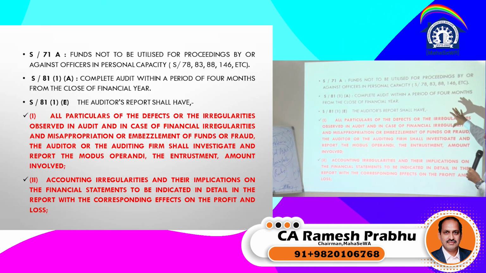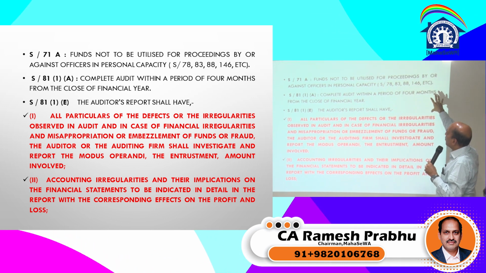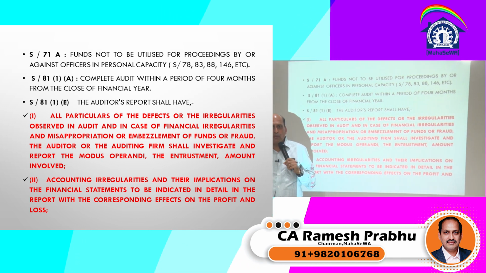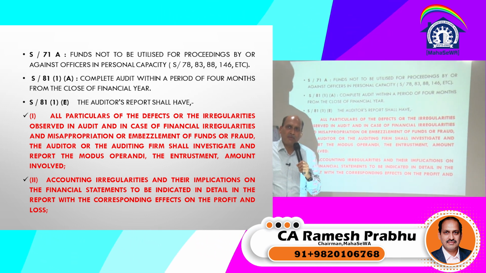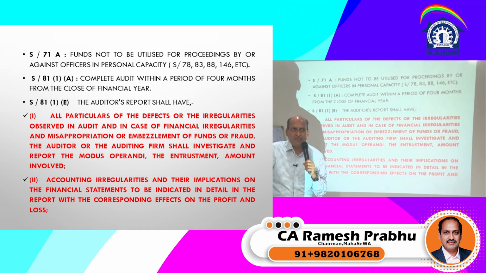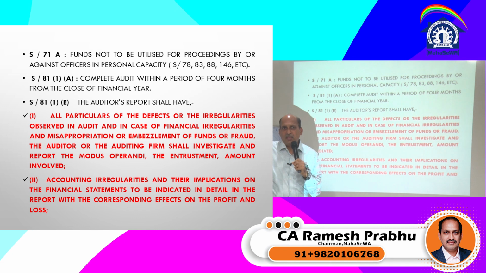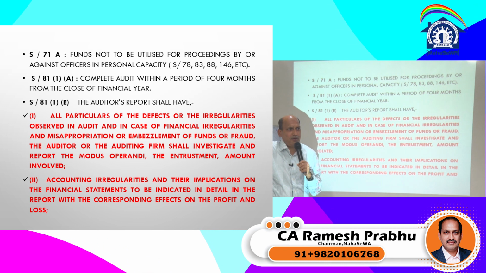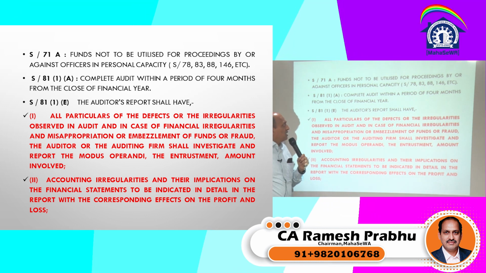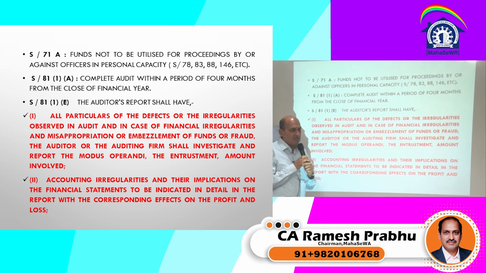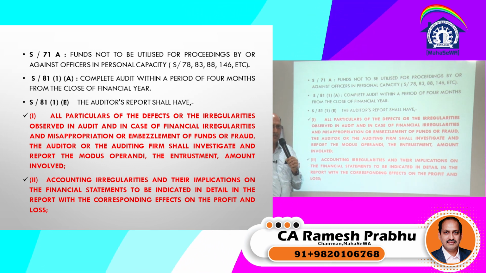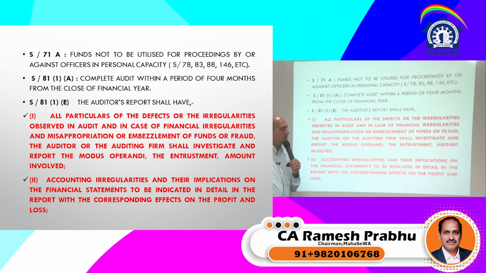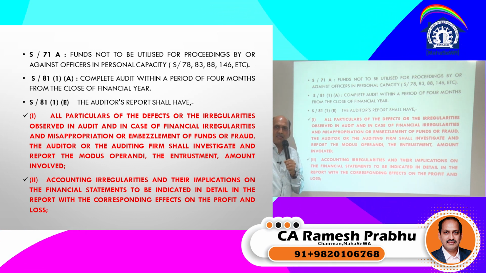Next is section 71A, funds not to be utilized for proceedings against the officers in their personal capacity. What happens in a cooperative housing society or in a cooperative society? Sometimes certain actions are initiated against the committee. They may be debarred, they may be removed from the committee. An administrator may be appointed, an authorized officer may be appointed. There can be an inquiry under section 83, there can be an inquiry under section 78 or 88, or 146. 146 means offences, where something fraudulent or wrong has been done by the committee. In that case, action is initiated.